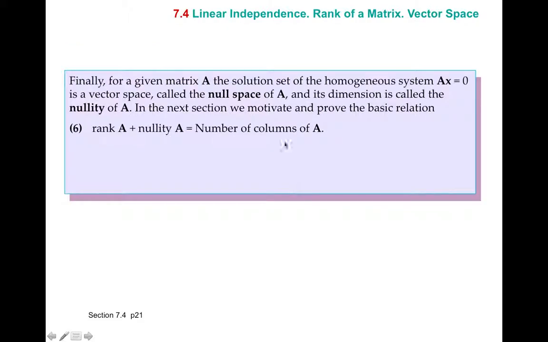Finally, if we have some given matrix A and we have a homogeneous system A times X equal to 0, the solution set is a vector space and we refer to it as the null space of A. And the dimension of the null space is referred to as the nullity of A. So if we take the rank of A and add the nullity of A, we get the number of columns in A.